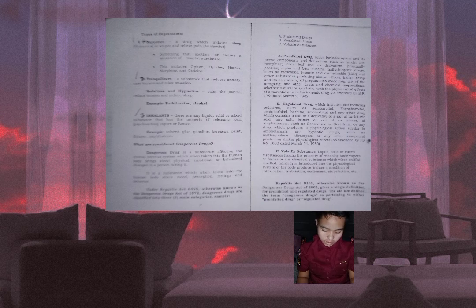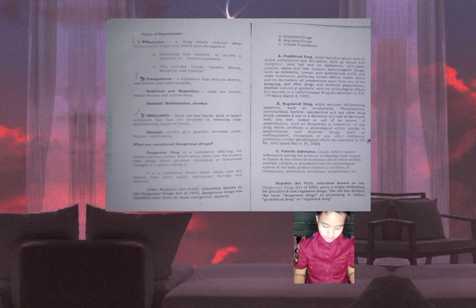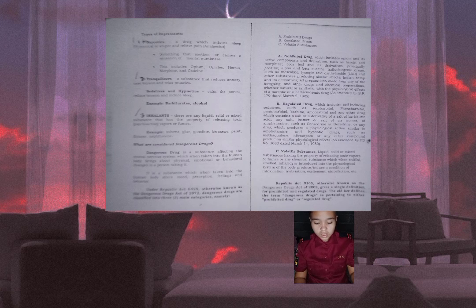So, under Republic Act 6425, otherwise known as the Dangerous Drugs Act of 1972, dangerous drugs are classified into 3 main categories, namely: prohibited drug, next is regulated drug, next is volatile substance. So what are prohibited drugs?